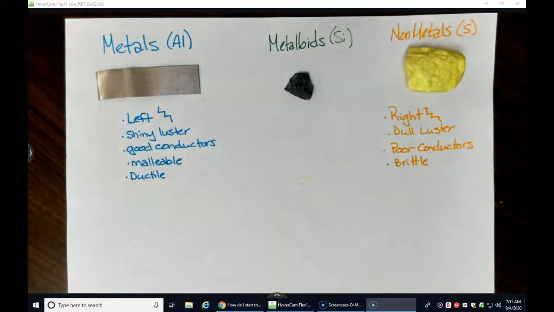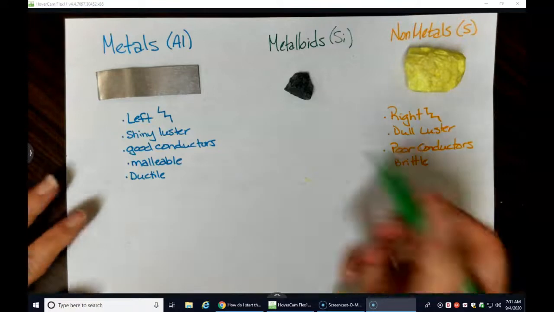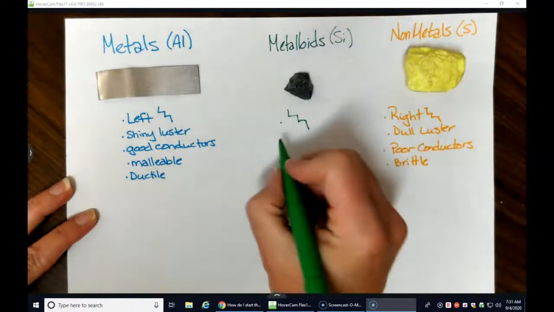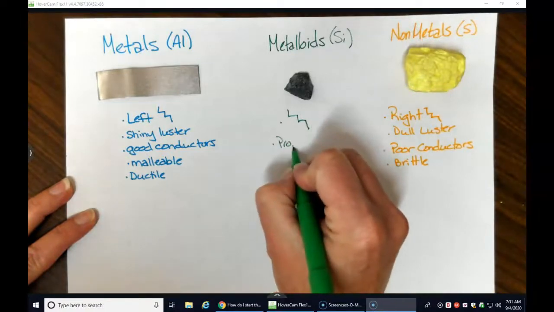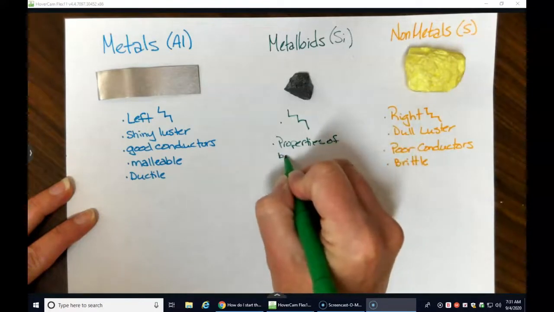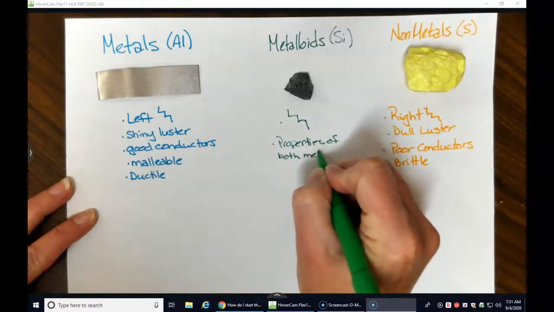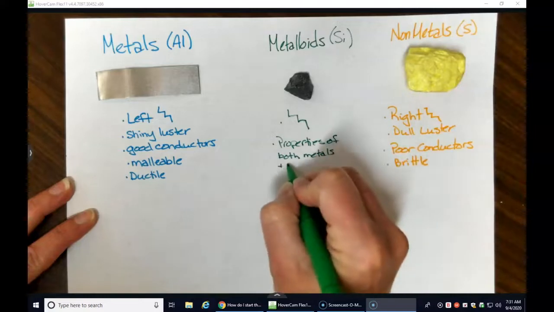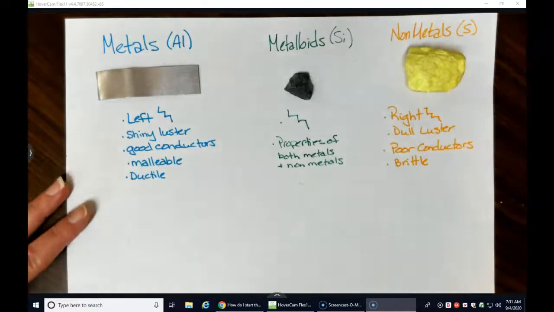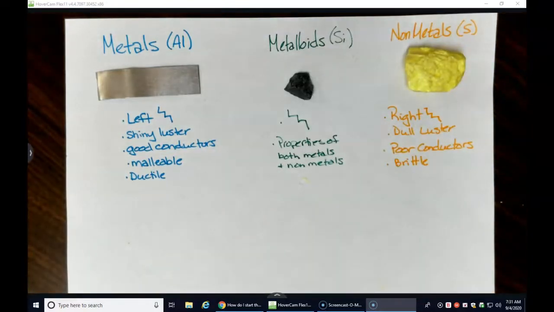And then we have our metalloids, the poor little confused guys in the middle. So they are on the zigzag line. They have properties of both metals and nonmetals. If you can remember these properties, you should be able to identify unknown elements as either a metal, a nonmetal, or a metalloid.